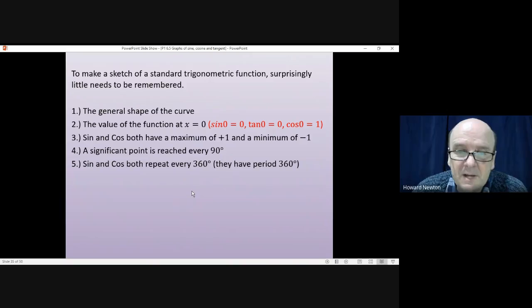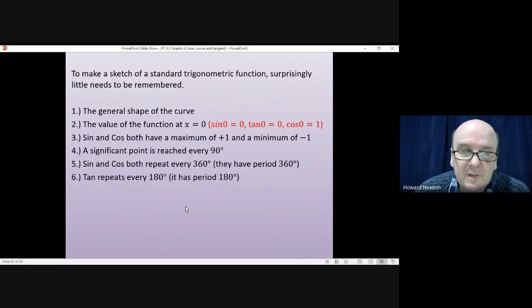Sine and cos both repeat every 360 degrees. Now tan does as well, but it repeats more frequently than that. It repeats every 180 degrees.